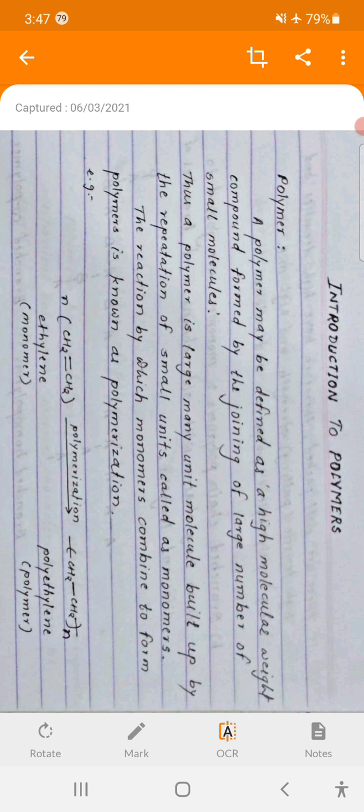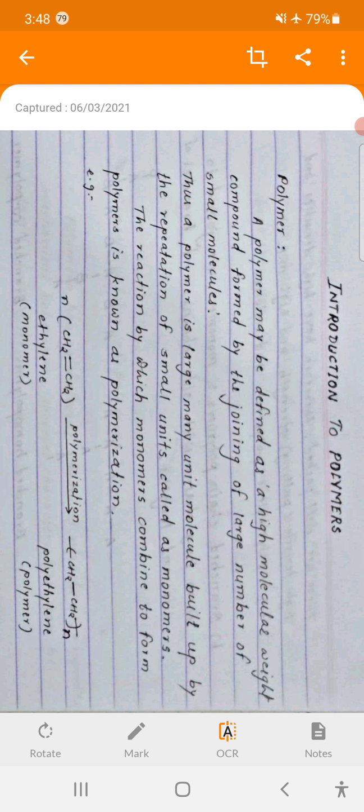Then we discuss here, what are polymers? What is polymer? Polymer. Poly means many. Mer means molecules. Poly, that is many molecules, as we consider the meaning of the word polymer.